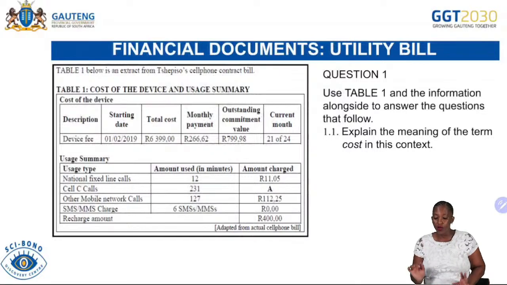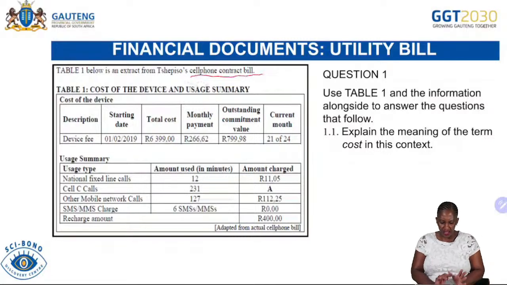As you can see, I said utility bill. Now it says use the table or table 1 and the information alongside to answer the questions that follow. But before you can attempt answering the question, go through the statement first. Make yourself familiar with the statement and see what information is given here, what type of statement it is. It says table 1 below is an extract from Tshepiso's cell phone contract bill.